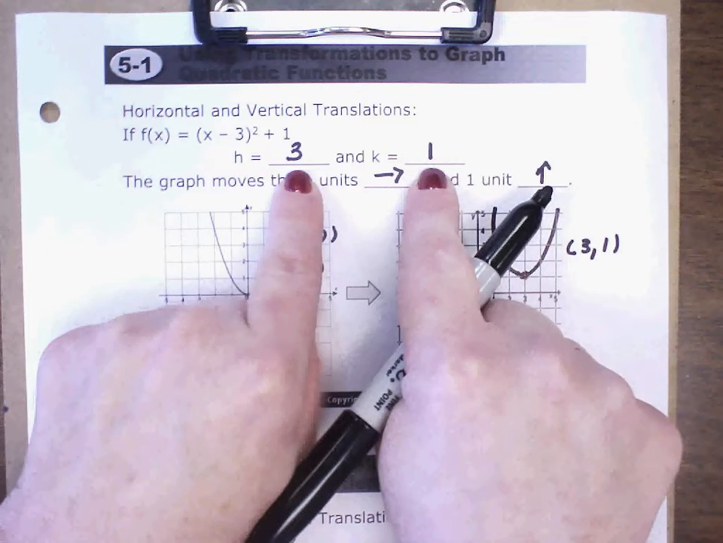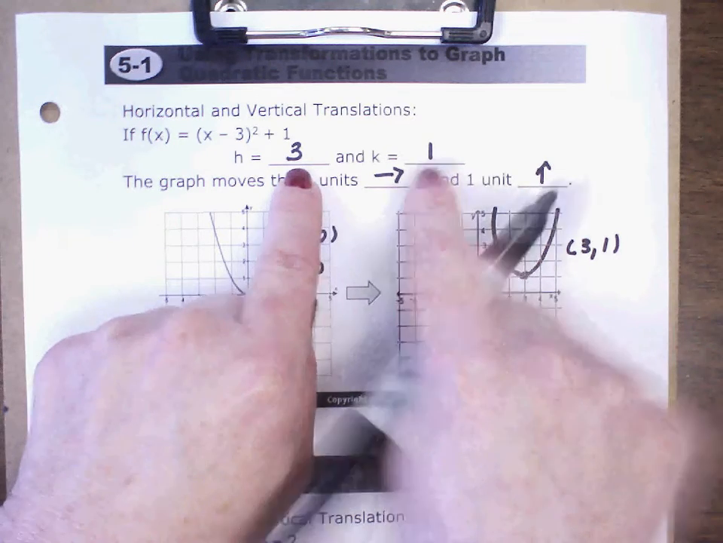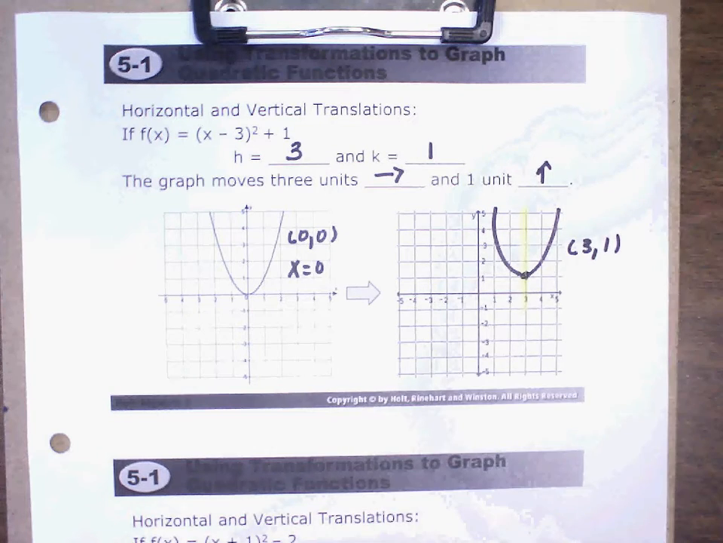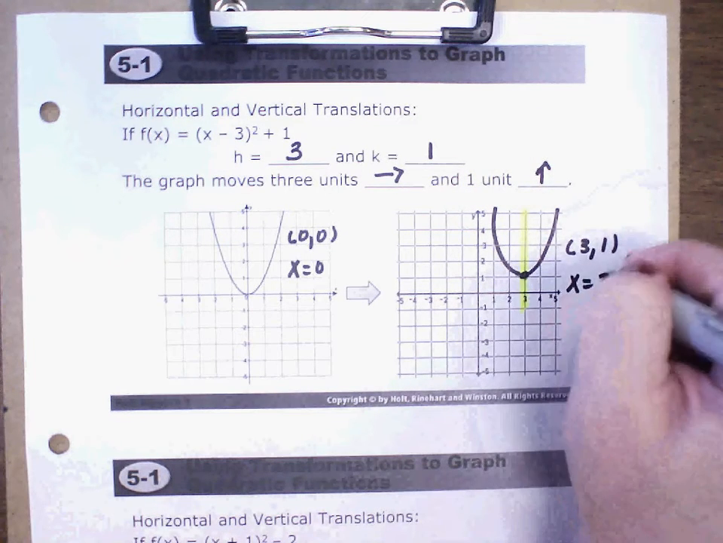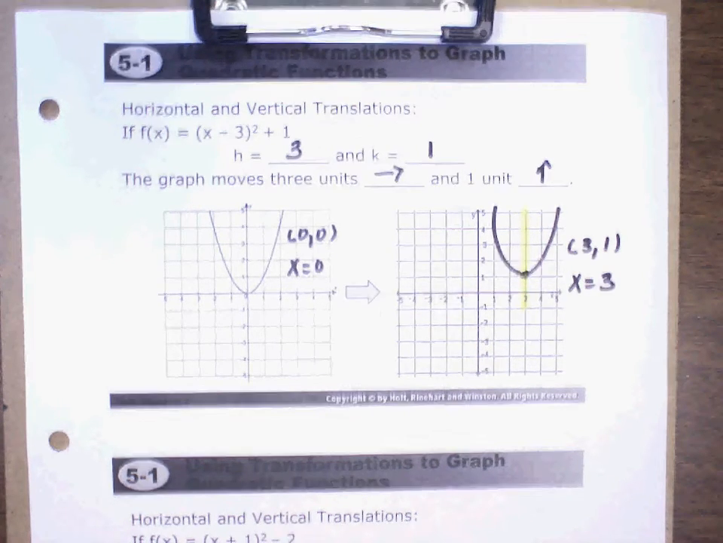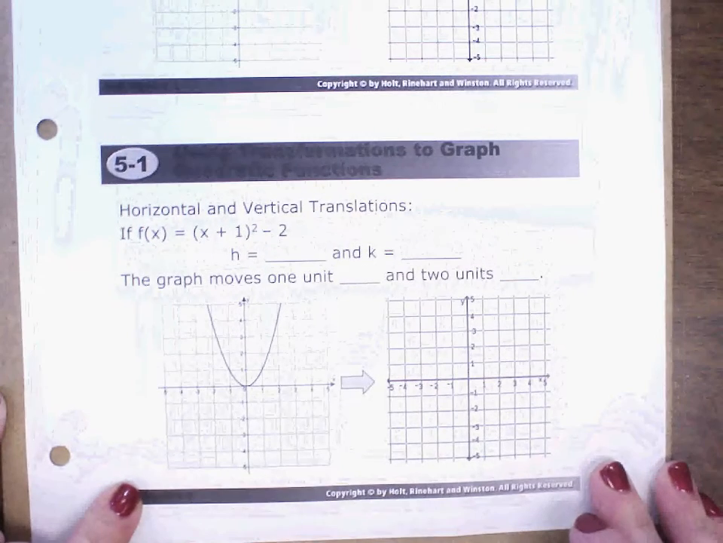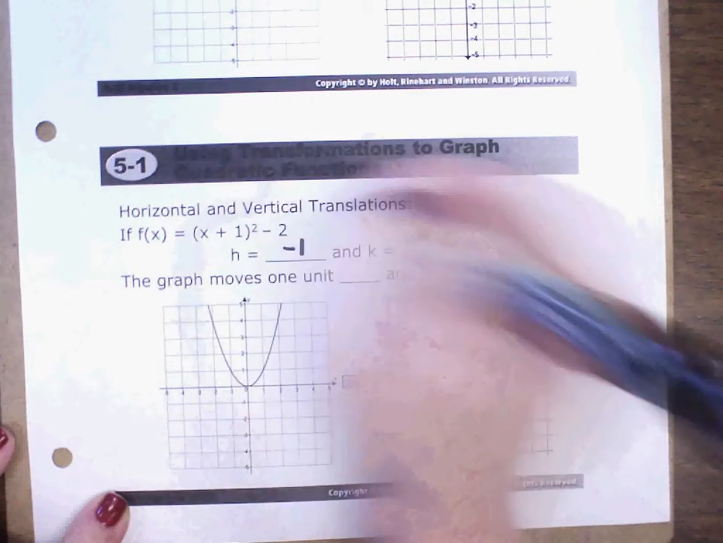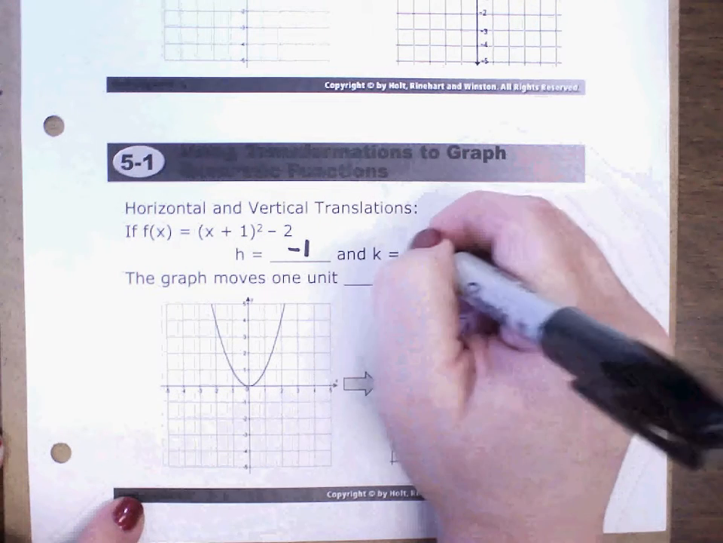So this was 0, 0, x equals 0, right? What's my vertex now? 3 and 1. Look at right here. Isn't the vertex h and k? 3 and 1. And what's my axis of symmetry? X equals 3. Are we good? Pretty easy, right?